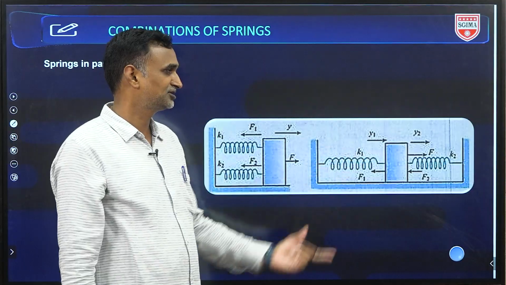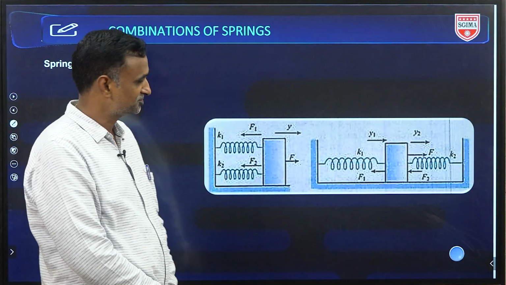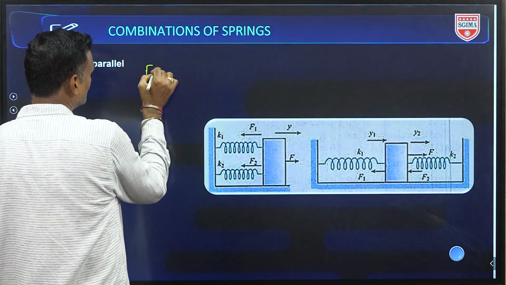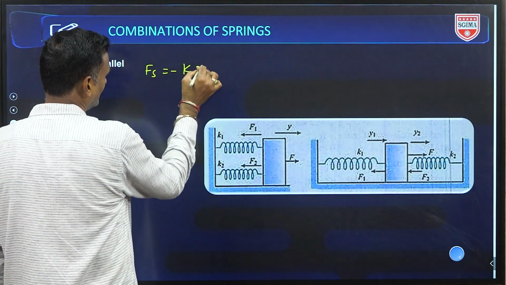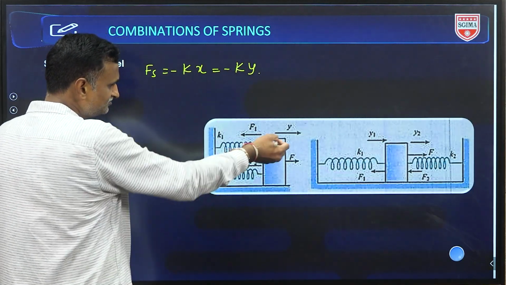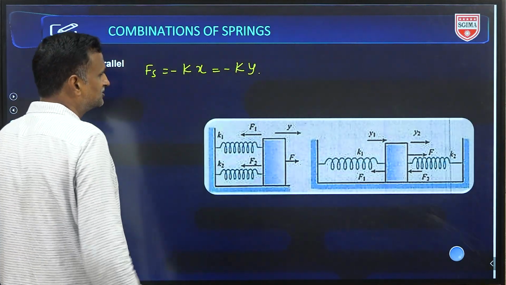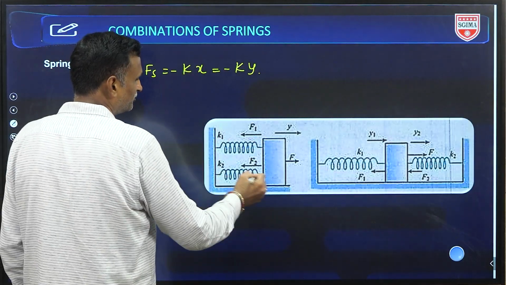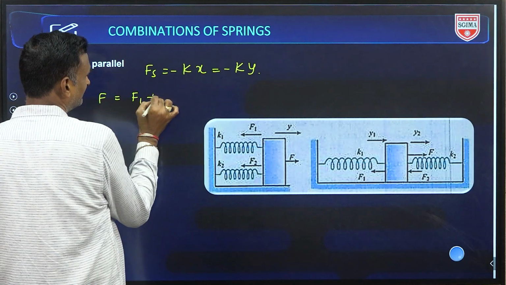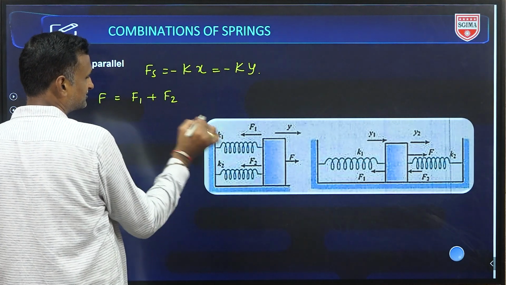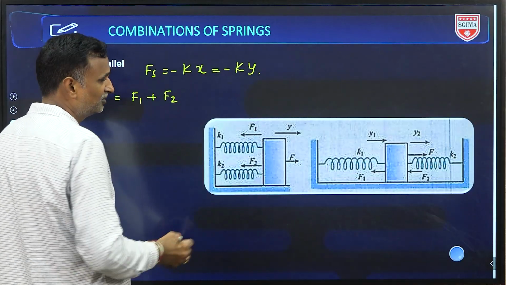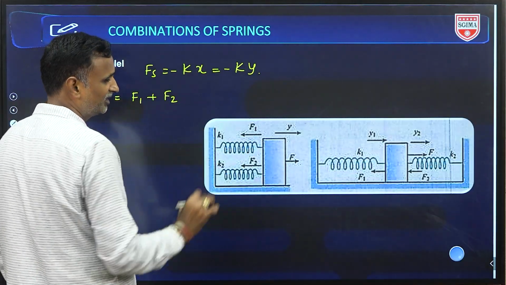So such a combination we can discuss as parallel combination. Here, from the formula of spring, Fs equals minus kx, or we can write minus ky. Here the displacement will be the same, so the force is going to split and we can add up: F equals F1 plus F2. F1 is the force acting on spring 1, F2 is the force acting on spring 2, and F is the force acting on the block.